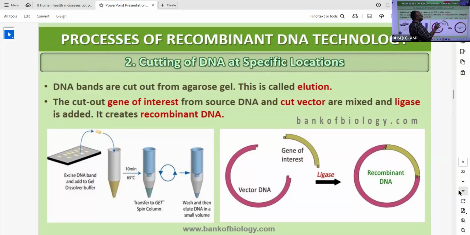equipment, we can easily cut out that particular sequence, okay, and then excise the DNA band and add it to the gel dissolver buffer. Why? Because the agarose gel is already attached to it, so I do not need the agarose gel, I need the DNA.